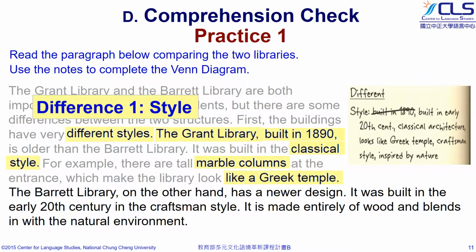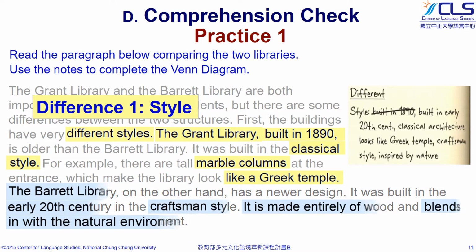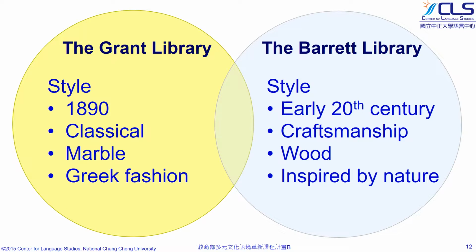The Grant Library was built in 1890 and followed a classical style, and marble made it look like a Greek temple. The Barrett Library was built in early 20th century with a craftsman style. It is wooden and blended in the natural environment. We first put the style of each library in the circles on the Venn diagram.